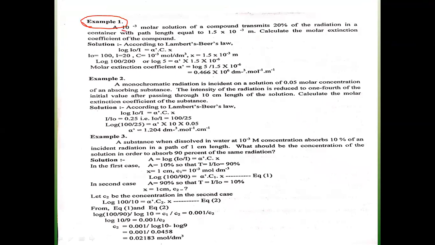The molar concentration is 10 to the power minus 3 molar solution of a compound that transmits 20% of the radiation in a container with path length. How much transmission is there? 20%, which means absorption is 80%. Path length means this is the thickness, which is 1.5 into 10 to the power minus 3. Calculate the molar extinction coefficient. Molar extinction coefficient means you have to calculate the value of epsilon.